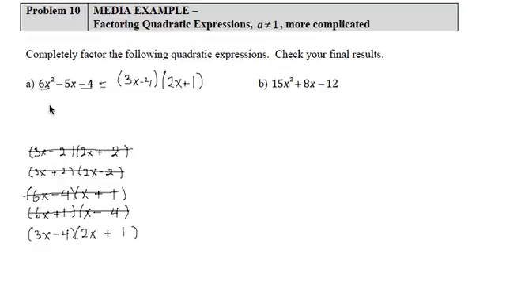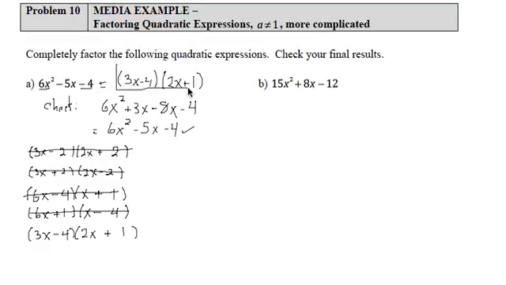That looks pretty good. Now let's do our check. So 3x times 2x is 6x squared. 3x times 1 is plus 3x. Minus 4 times 2x is minus 8x. Minus 4 times 1 is minus 4. And then if I combine my like terms in the middle, 3x minus 8x is minus 5x, minus 4. So indeed this checks. So this is our factorization for the original trinomial.